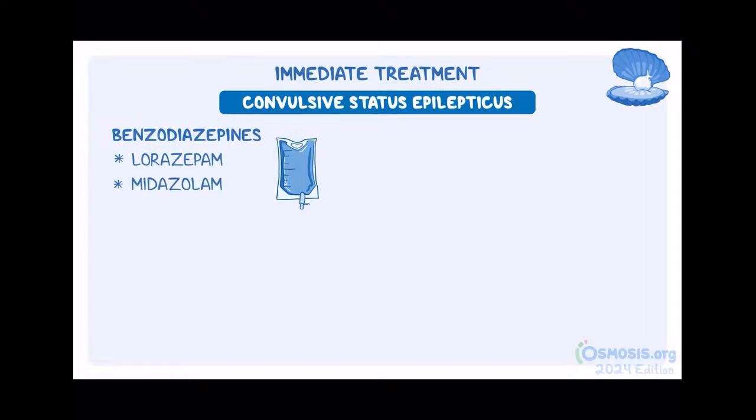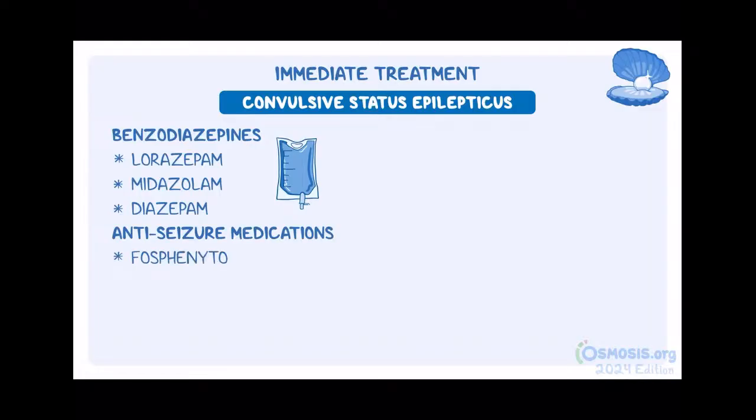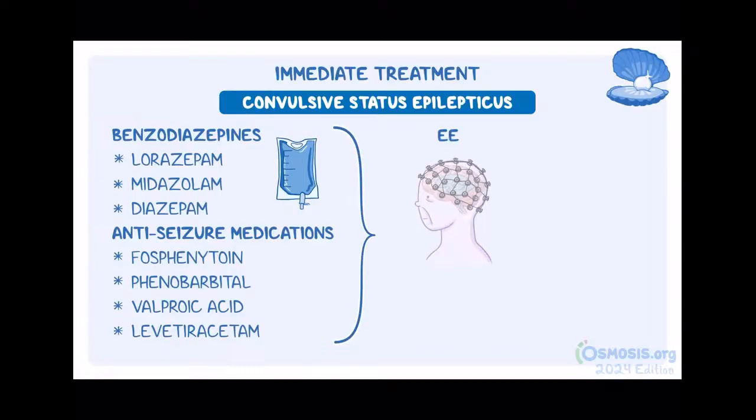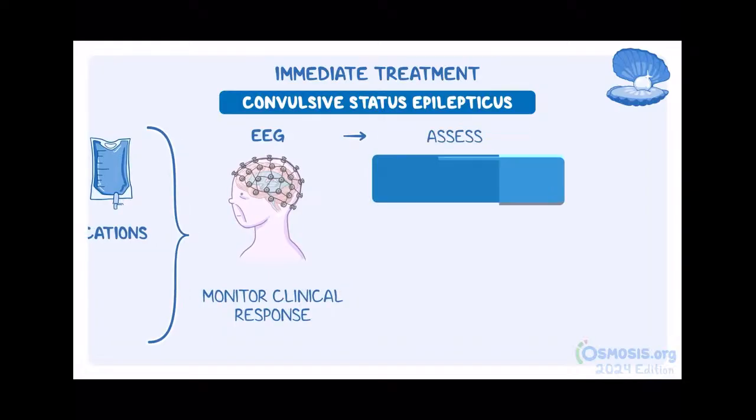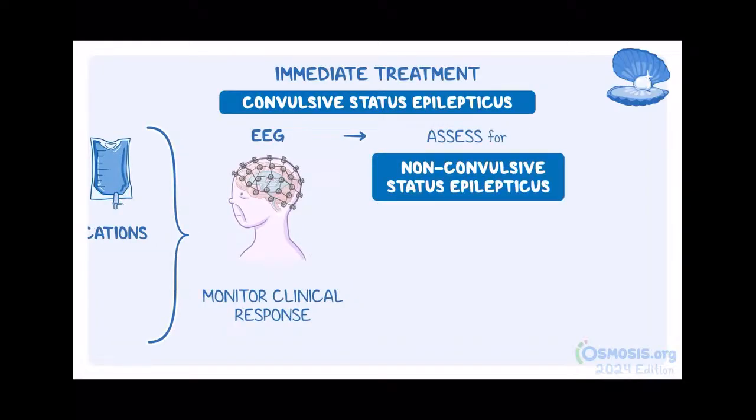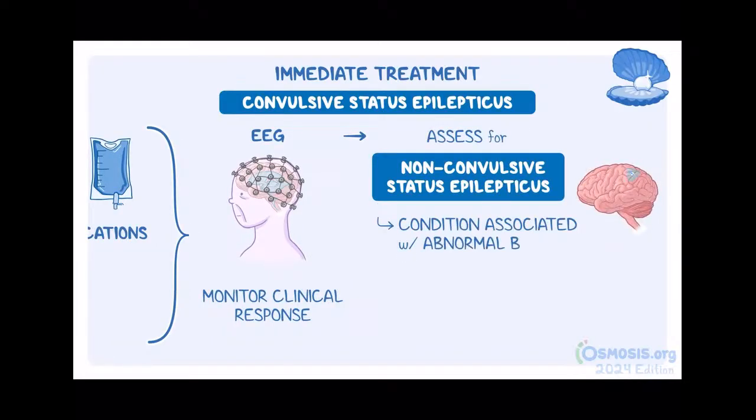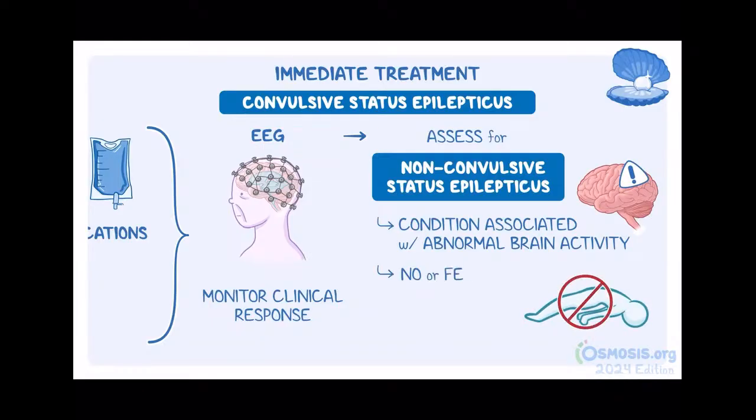Here's a clinical pearl to keep in mind. Immediate treatment for convulsive status epilepticus includes benzodiazepines such as lorazepam, midazolam, or diazepam, followed by anti-seizure medications like fosphenytoin, phenobarbital, valproic acid, or levetiracetam. Once you initiate the treatment, you can use EEG to monitor clinical response. Also, you can use EEG to assess for non-convulsive status epilepticus, which is a condition associated with abnormal brain activity with no or just a few physical manifestations.